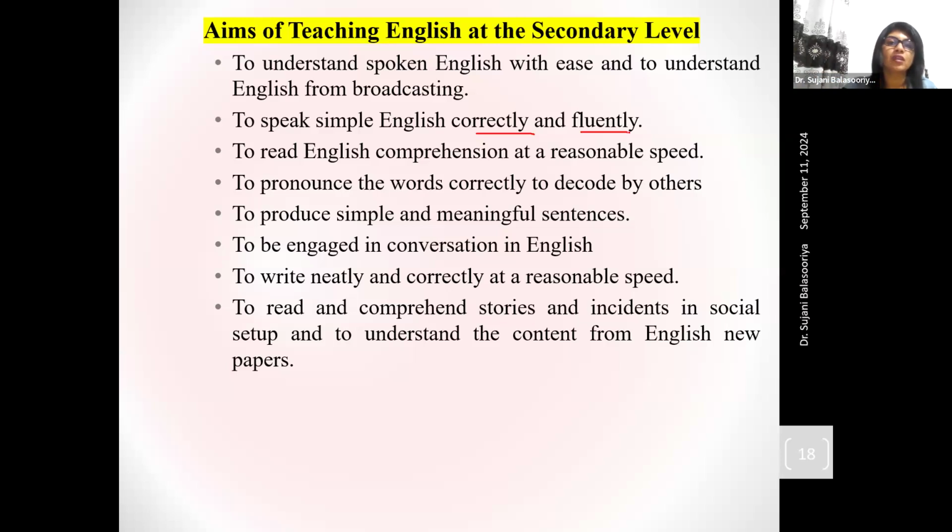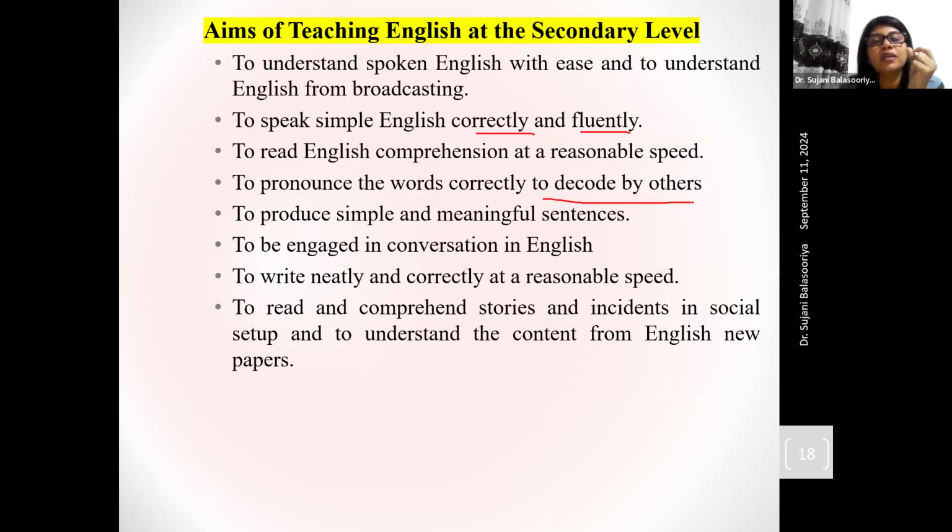right? And to read English comprehension at a reasonable speed, reading at a reasonable speed. Okay, it's not taking ages to read a text, right? Quickly. The student should be able to read a given text within a limited time and understand it. Okay, and to pronounce the words correctly, to be decoded by others. To be understood by the others, right?